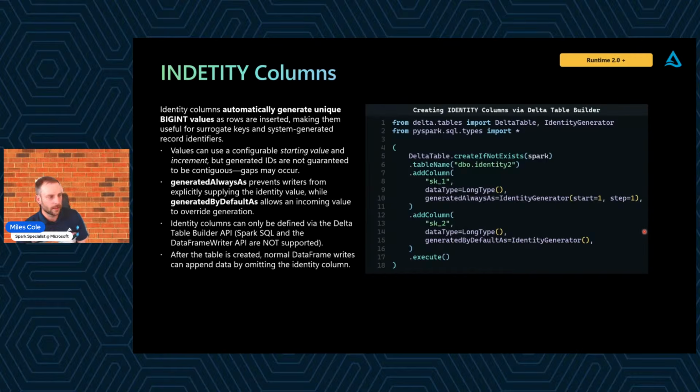Anyone excited online about finally being able to use identity columns in Spark? Maybe give it a thumbs up, heart, or something like that.